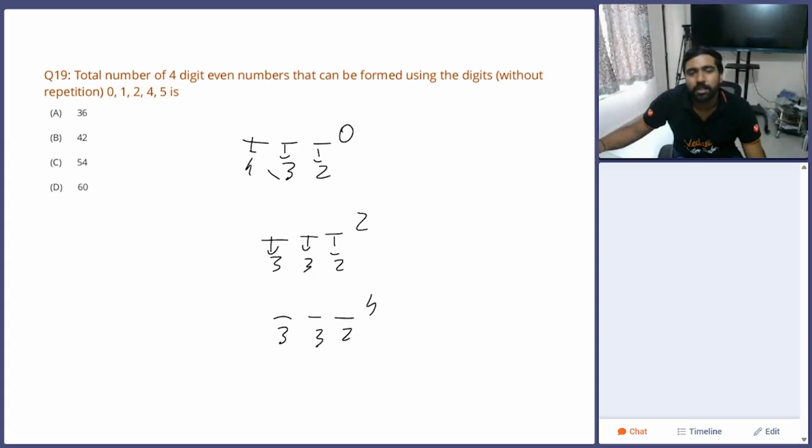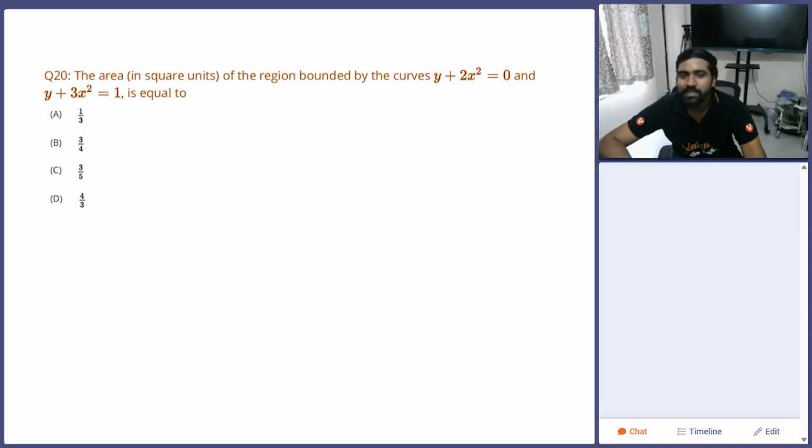This is the case. Total number, what will it be? So this is 24. What do you have over here? 18. And what do you have over here? 18. So that's 36, 24. Option D, 60 will be the answer over here. Very simple question.